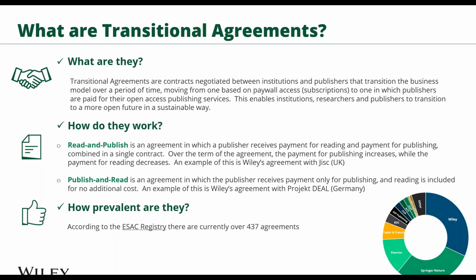The publish and read type is an agreement in which the publisher receives payment only for publishing open access articles, and reading is included for no additional cost. An example of this is Wiley's agreement with Project Deal in Germany. Both types of agreement mean that if you're at a university or other type of institution which is covered by one of these agreements, then you might be able to publish your research open access at no direct cost to you.